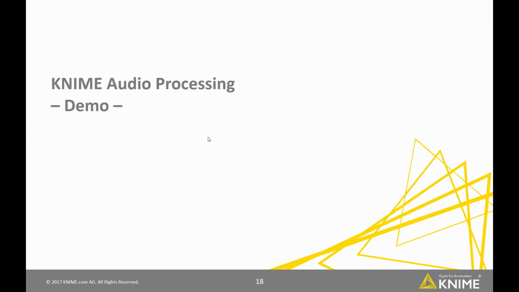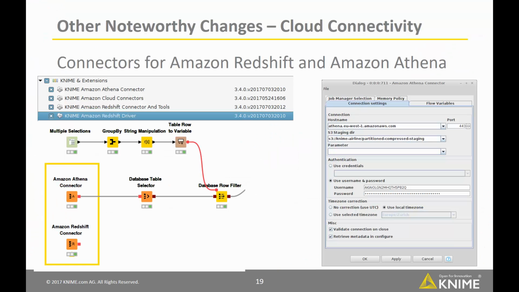Going back into the slides, a few more words on other changes that we haven't prepared a demo for. Also new in KNIME 3.4 are two new cloud connectors, namely for Amazon Redshift and Amazon Athena. Amazon Redshift is a highly scalable data warehouse, and the integration into KNIME is just by means of having an Amazon Redshift connector node that then behaves like, let's say, any other average database connector node.